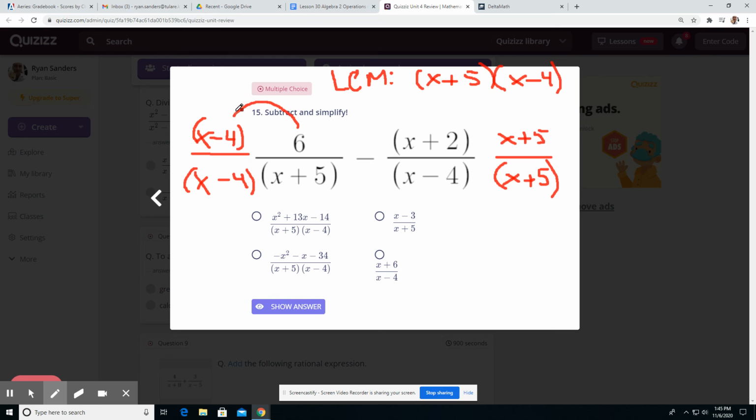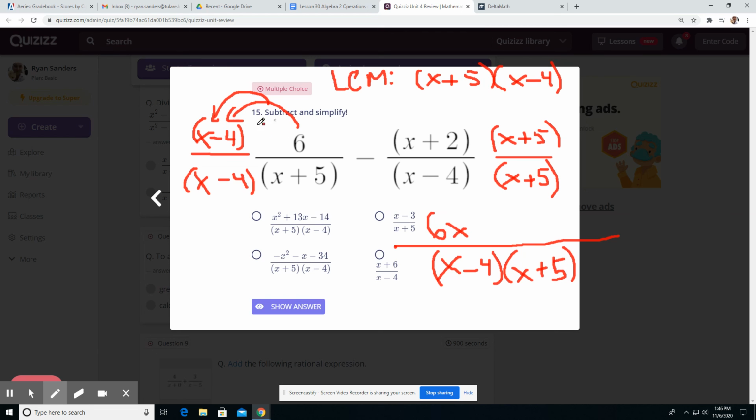All right, 6 is going to distribute to the negative 4 and to the x. And then this one, we have to multiply it out again. So then it's a minus sign. So this has that same type of format as the last one. So we know the bottom is going to be x minus 4, x plus 5. The top is 6x minus 24. There's that minus sign. x plus 2 times x plus 5.